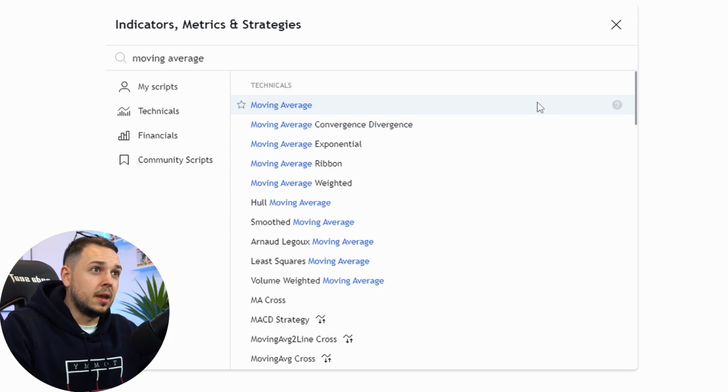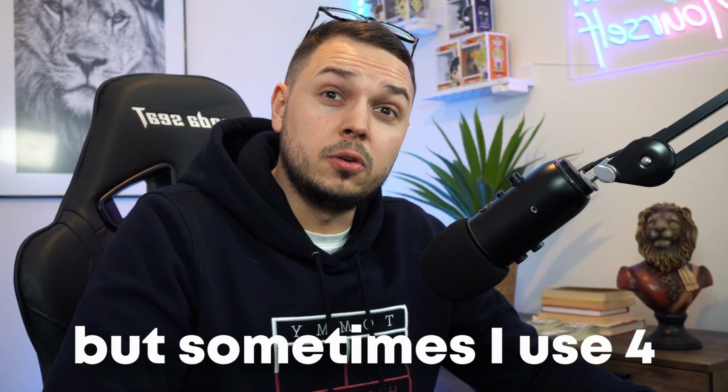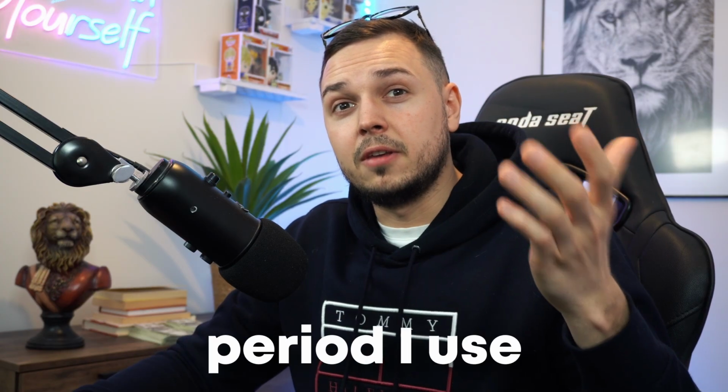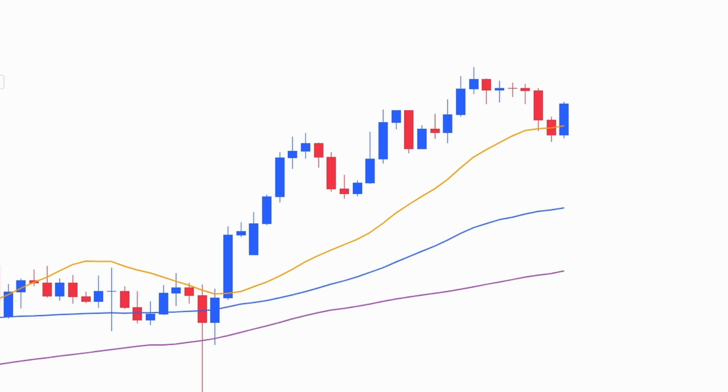So key concept number 2, moving averages. I love using the moving average indicator. This is the one I use, and I mainly use 2 of them, but sometimes I use 4. So here's all the periods I use for the moving averages. Period of 20, period of 50, period of 100, and period of 200.